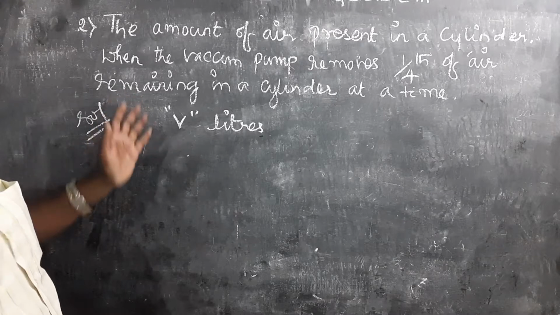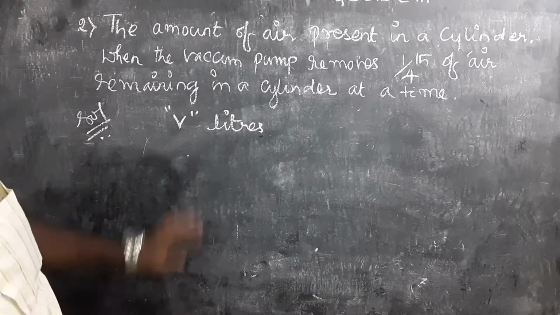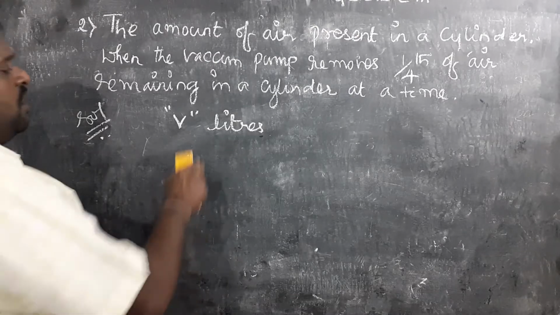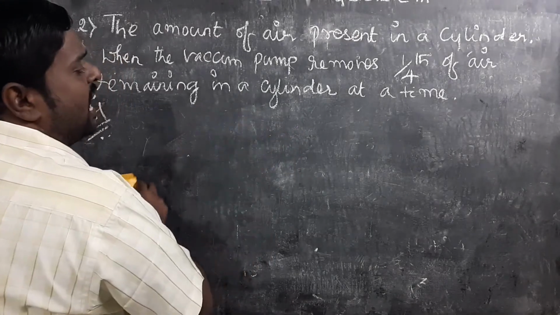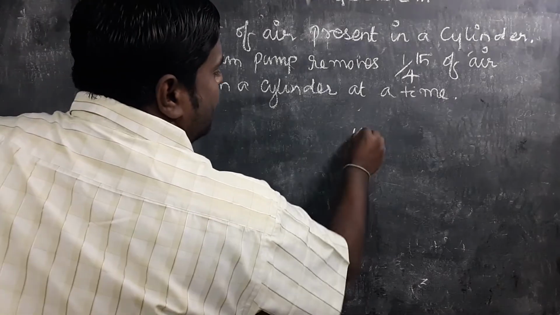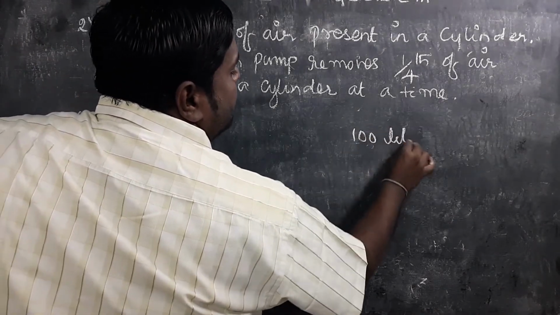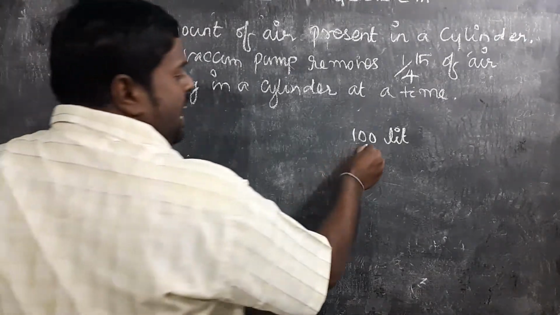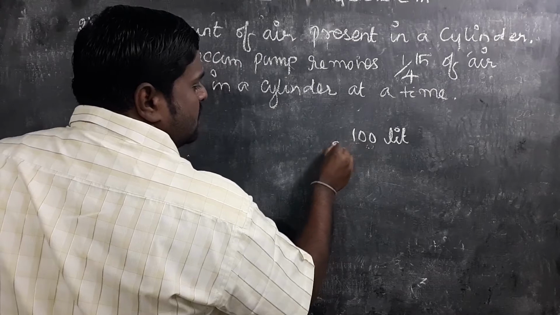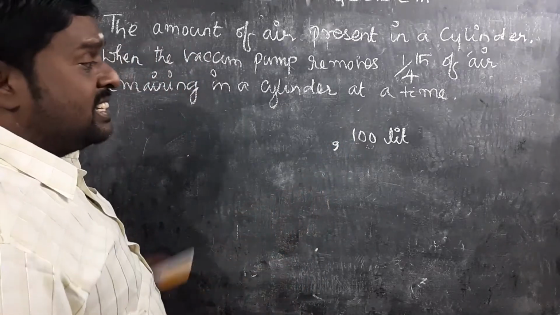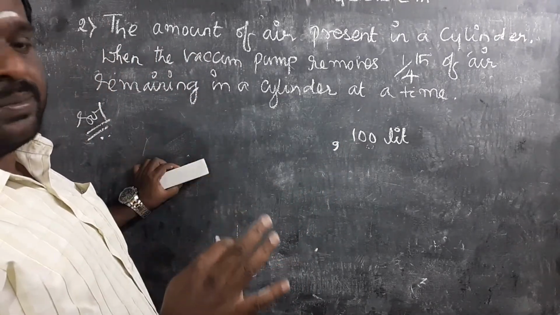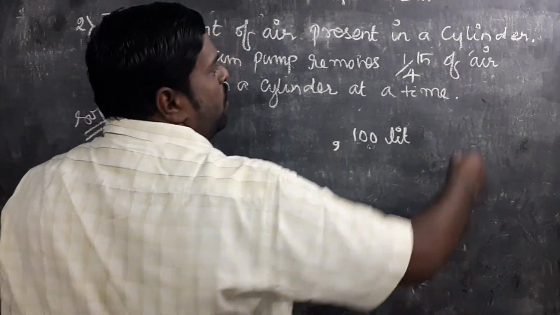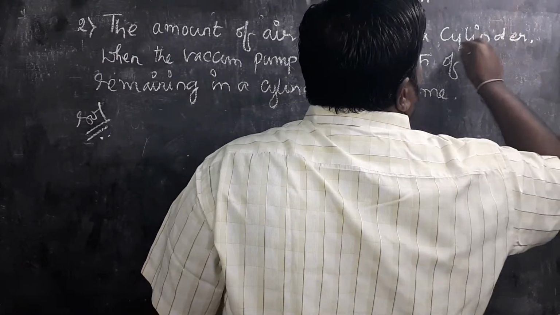Or apart from this, let me give out some mathematical calculation. First, the cylinder has 100 liters. It has how many liters? 100 liters. From this 100 liters, very simple. This is an assumption; I am assuming to prove it. So from 100 liters, you are taking out 1/4.